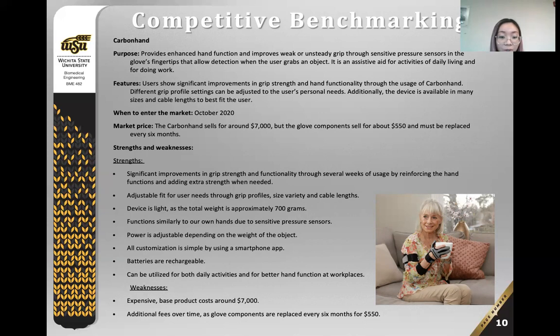Power is adjustable depending on the weight of the object. All customization is simple by using a smartphone app. Batteries are rechargeable and can be utilized for both daily activities and better hand function at workplaces. Meanwhile, some weaknesses are that it is expensive since the base product costs around $7,000, and there are additional fees over time since the glove components are replaced every 6 months for $550.